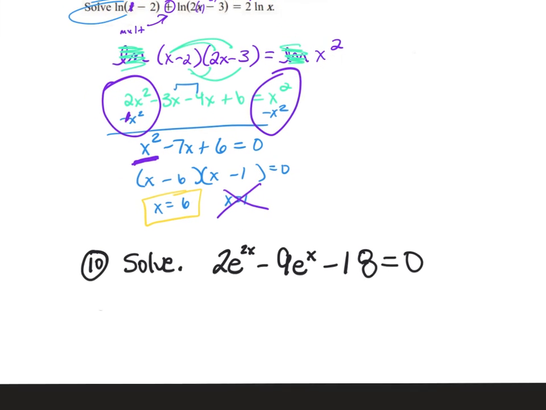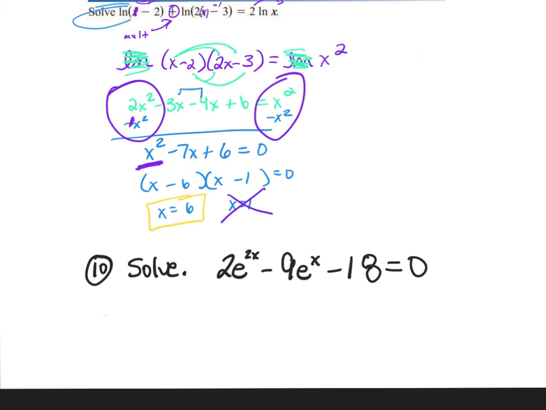Guys, what does number 10 kind of look like? Does it kind of look like a quadratic? That's exactly what this problem is. This is just a quadratic. This is a factoring problem.